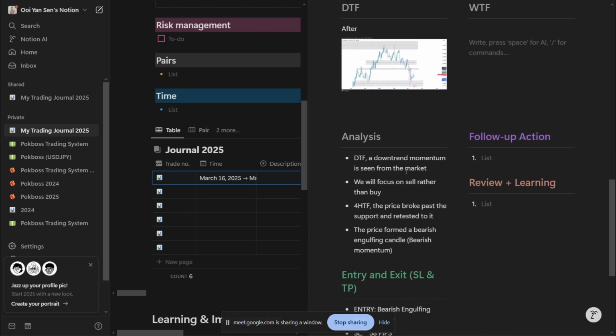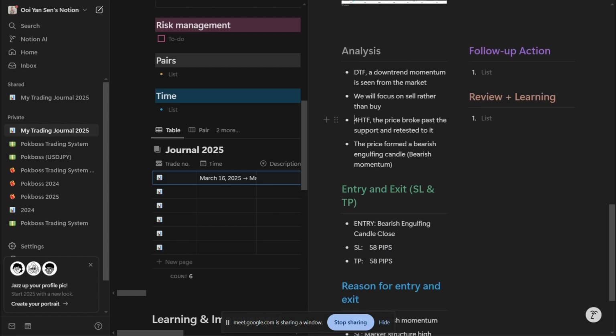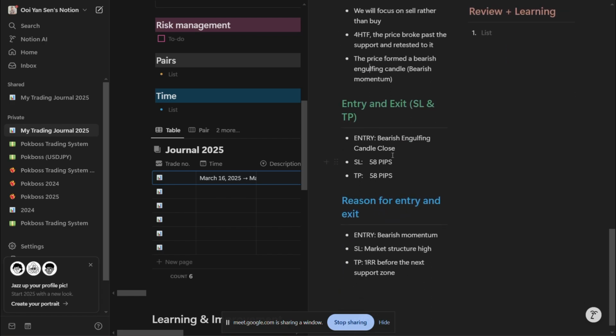And then analysis. What did you see? Let's say in the daily time frame, you see downtrend momentum on the market, and focus on sell rather than buy. 4-hour time frame, the price broke past the support and retested it. And then entry and exit. Let's say your entry is at the bearish engulfing candle close, or maybe your entry is at the rejection candle. You can just put it here, rejection candle, or it could be a hammer candle.